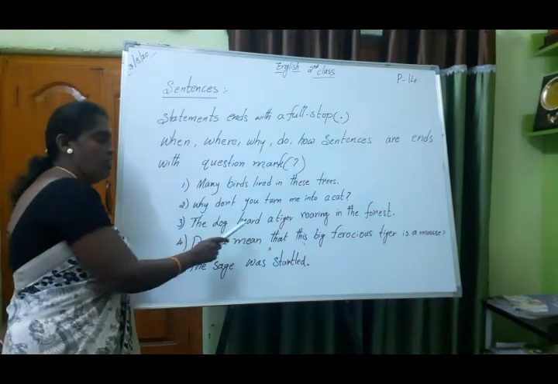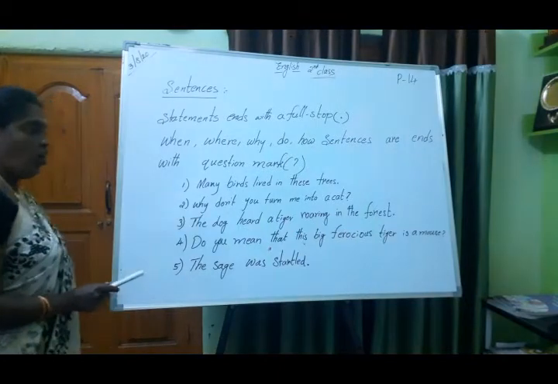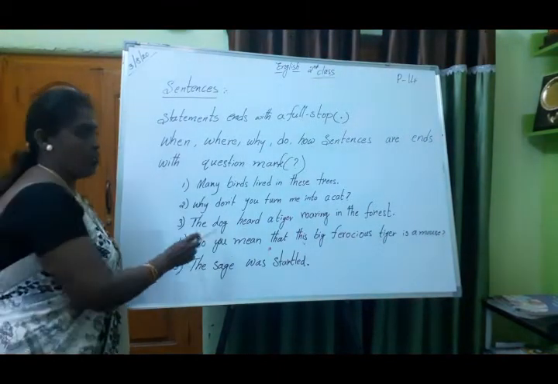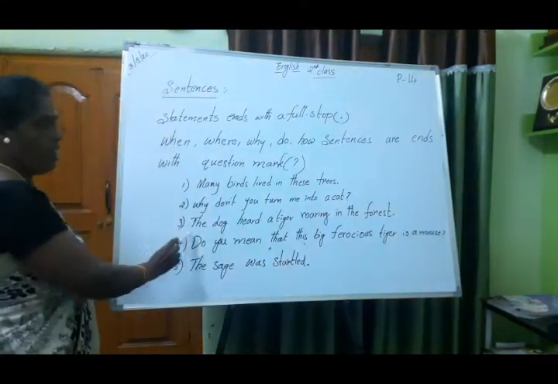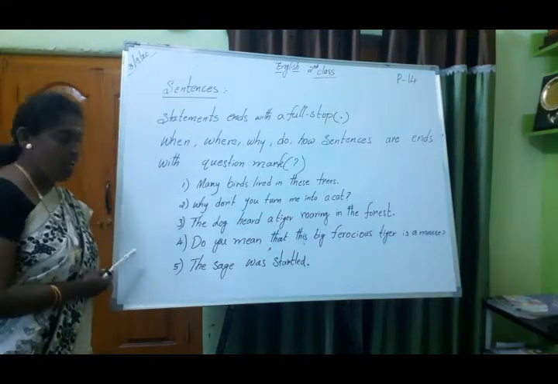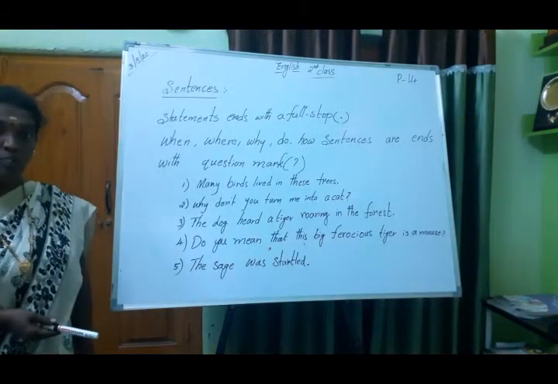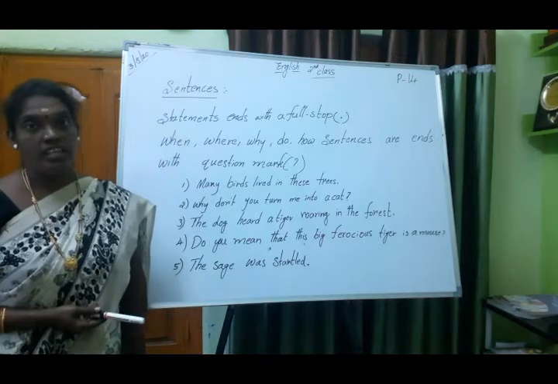The third one, see here. The dog heard a tiger roaring in the forest. This statement ends with a full stop. The next one. Fourth one, see, children. Do you mean that this big ferocious tiger is a mouse?